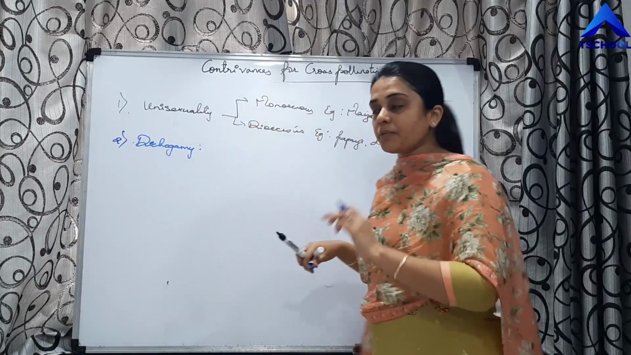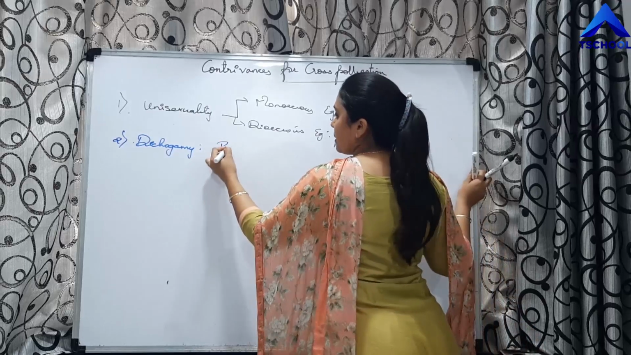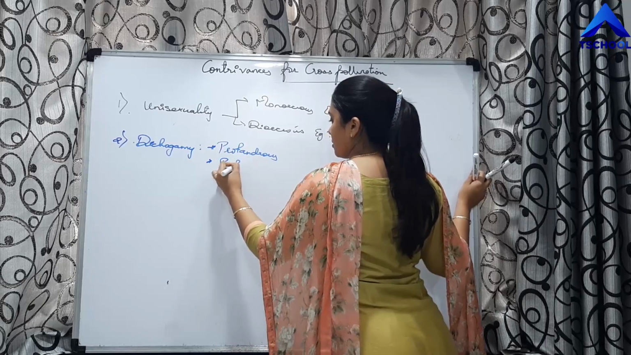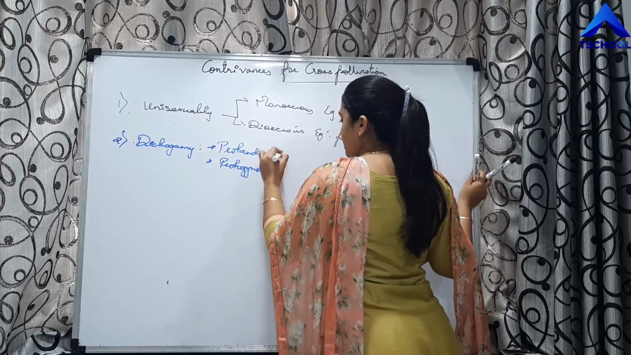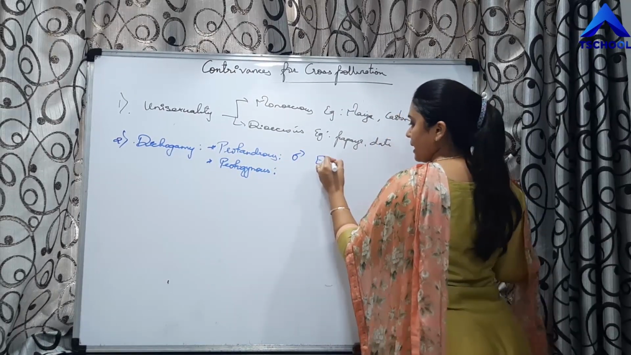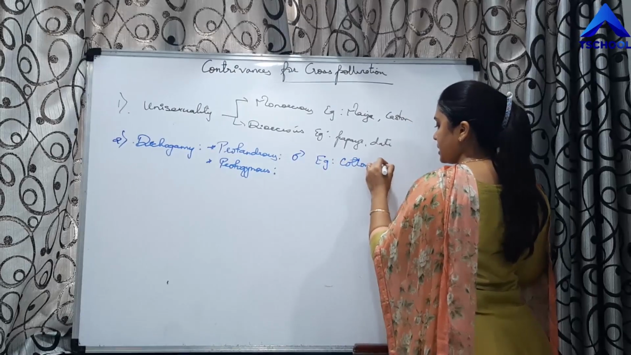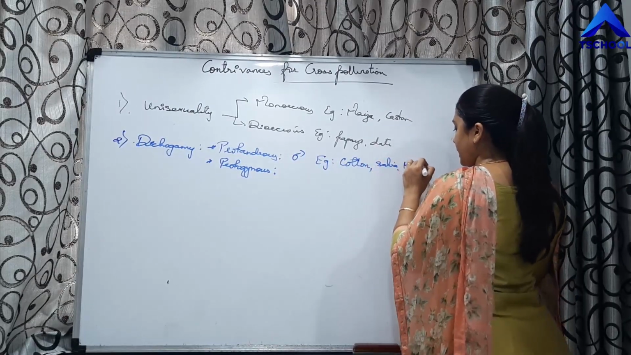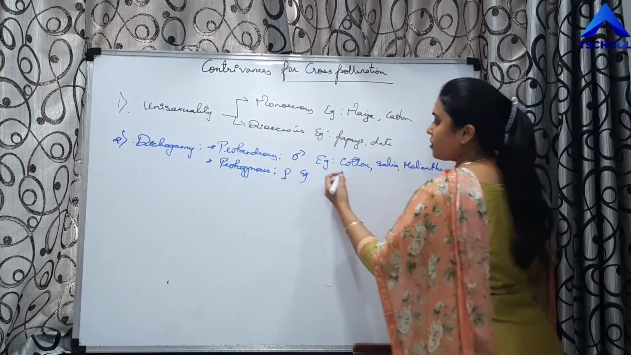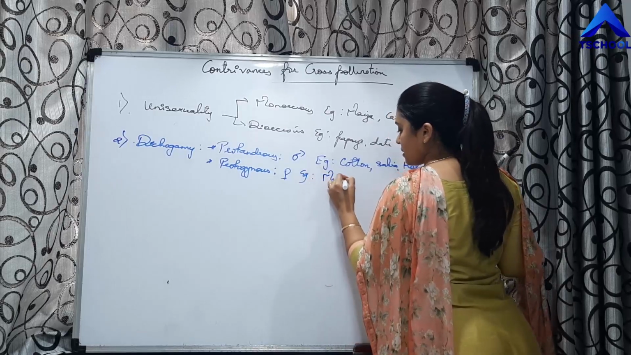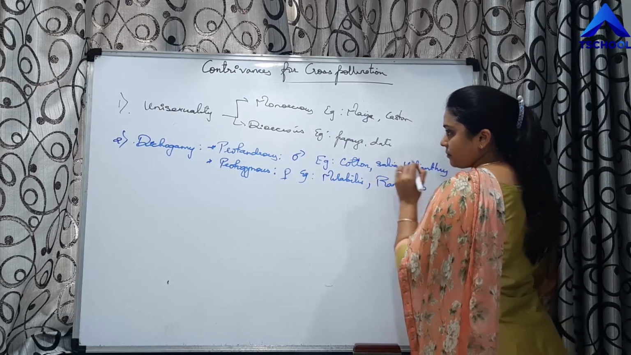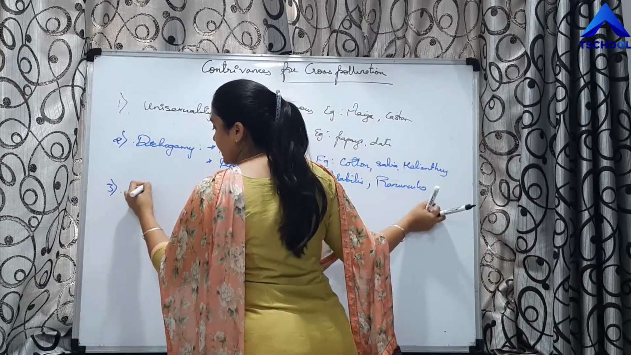Maturation of male and female reproductive parts occurs at different times. Protandrous or protogynous type. Here male reproductive part matures first. Example is cotton, salvia, helianthus. Here female reproductive part matures first. Example is mirabilis, ranunculus. Then the third contrivance is heterostyly.